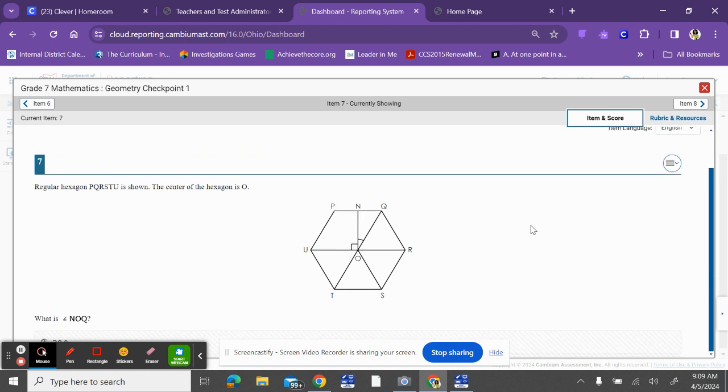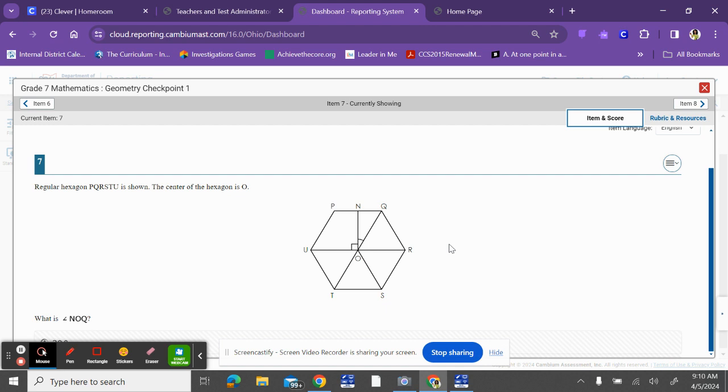Regular hexagon is shown. The hexagon is O. What is NOQ? NOQ. Oh, they told us this. What does this mean? How many degrees? 90 degrees. And then this whole line is what? Supplementary angles? 180 degrees. So I feel like we just went over something like this either yesterday or the day before. So let me just draw that out on my paper. This line, I have a 90 degrees. I have the angle I need, and I have another missing angle.